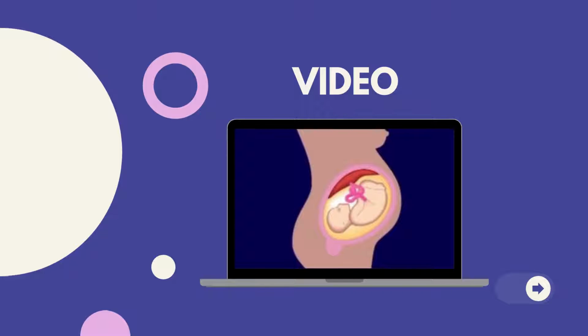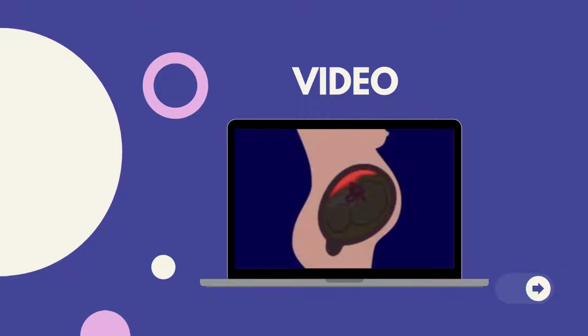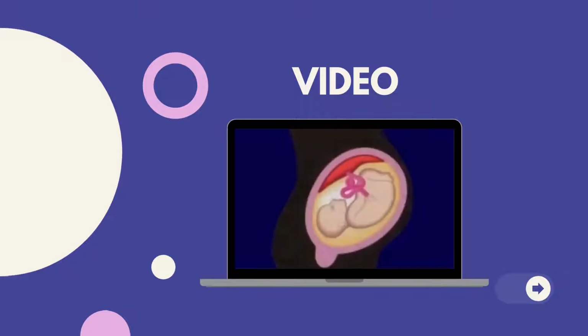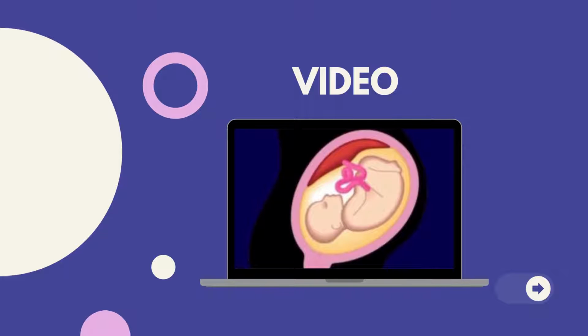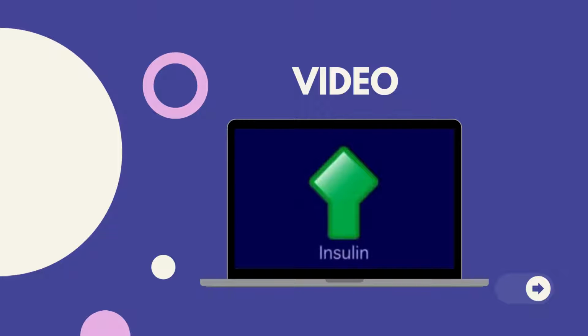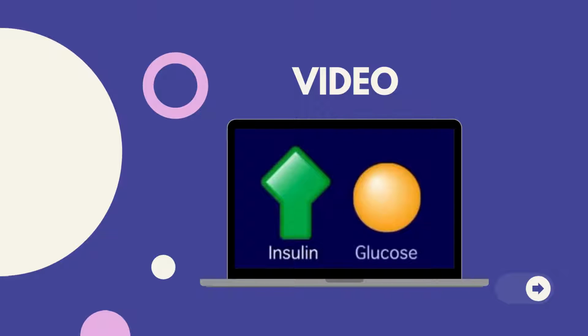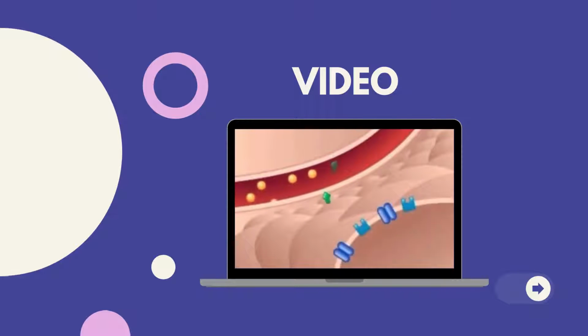During pregnancy, an organ called the placenta develops in the uterus. The placenta connects the mother and baby and makes sure the baby has enough food and water. The placenta also makes several hormones. Some of these hormones make it hard for insulin to do its job controlling blood sugar, also known as blood glucose. Insulin opens your cells so that glucose can get in.